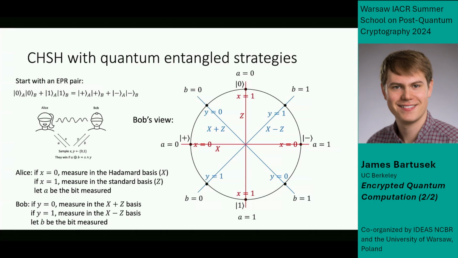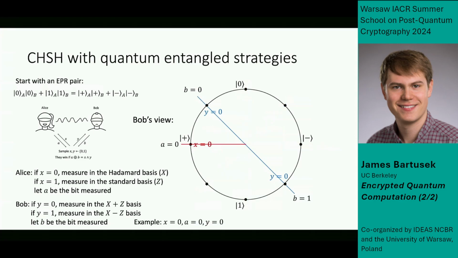All right. So this strategy actually wins with better than 0.75 probability. And why is that? We can just do it by example.